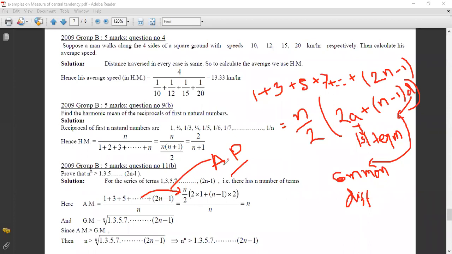ফর্মুলা কি দেওয়া হলো ভালো করে দেখো, n by 2 লিখেছি, n by 2 into bracket 2 into 1 means first term 2a plus n minus 1 into d. d মানে the common difference. Common difference কত? 1 আর 3 বিয়োগ করলে কত হয়? 2, 3, 5, 2 ইনক্রিজ করছে, দেখো 2 2 করে বাড়ছে, 7 5 difference কত? 2. The common difference d is 2.